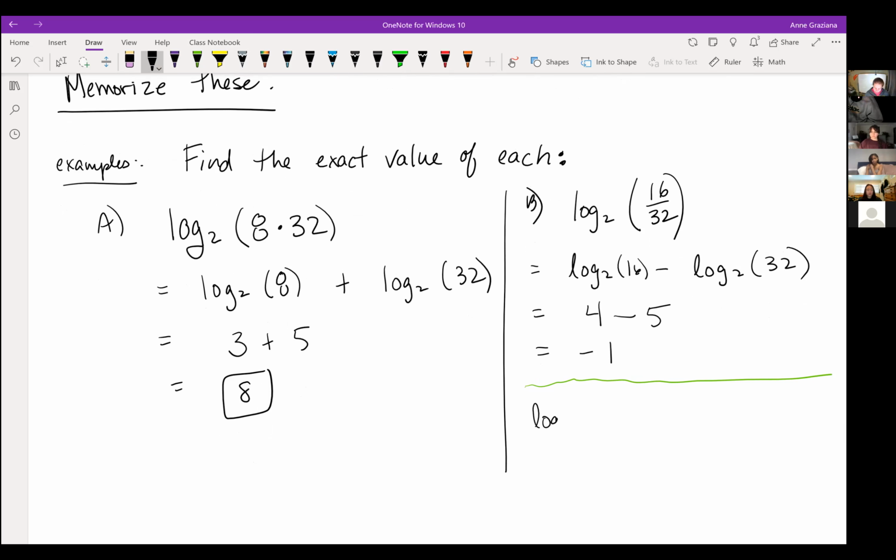So look at this. Log base 2 of 16 over 32 is the same as log base 2 of 1/2, right? 16 over 32 is 1/2. That's all it is. Well, 2 to what power will give you 1/2? -1.